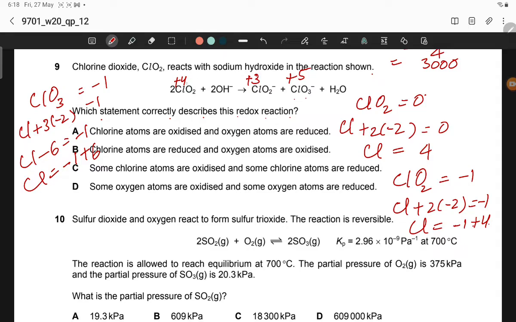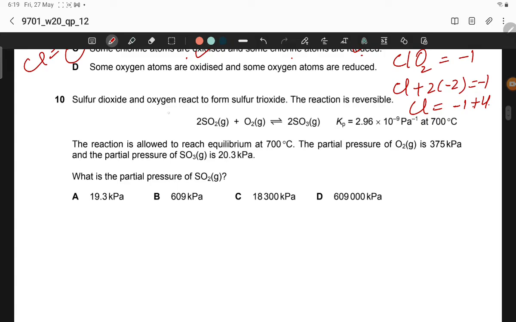So chlorine is reduced and it is oxidized. Chlorine atoms are oxidized and oxygen atoms are reduced. It is not correct. Chlorine atoms are reduced and oxygen atoms are oxidized. Some chlorine atoms are oxidized and some chlorine atoms are reduced. This is correct. C option is correct.